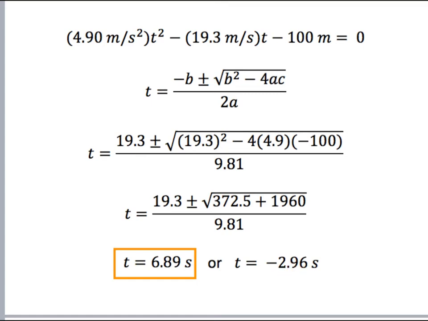Now, it doesn't make sense to have a negative time in this problem, so we know that that can't be the right answer. This projectile is launched off of a cliff, and it's landing down below. It doesn't make any sense to say that that time happens at minus 2 seconds. So it's got to be the 6.89 seconds. That has to be the root that corresponds to when the object is on the ground.